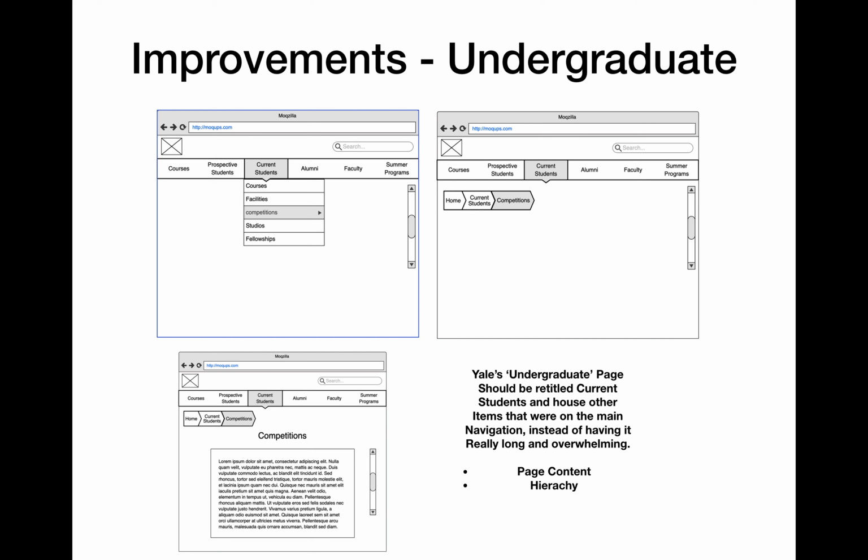And so current students, and then there's a drop down for courses, facilities, competitions, studios, fellowships, etc. So once the user has selected that, then there's a breadcrumb menu, which sort of lets the user know where they've been, what page they're currently on, and then you'll see at the bottom that there's a way that the page should be outlined compared to what they had before.